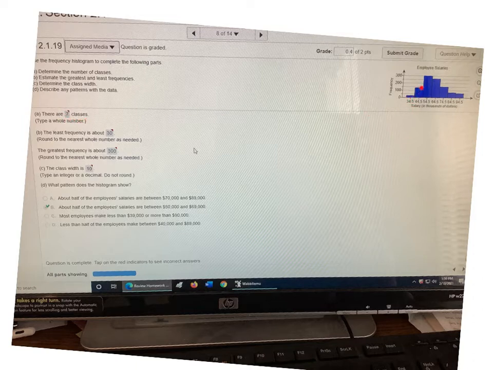You got 1, 2, 3, 4, 5, 6, 7. So, here all you have to do, if you have the histogram, count how many bars you have, and that'll be the number of classes, which is 7.